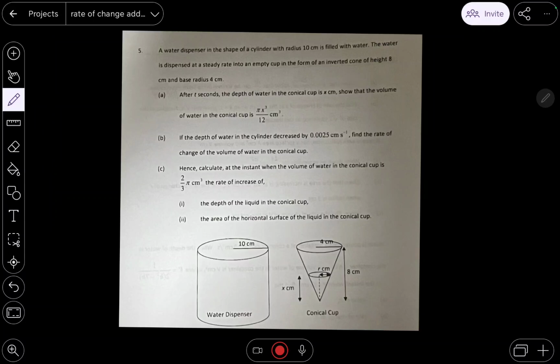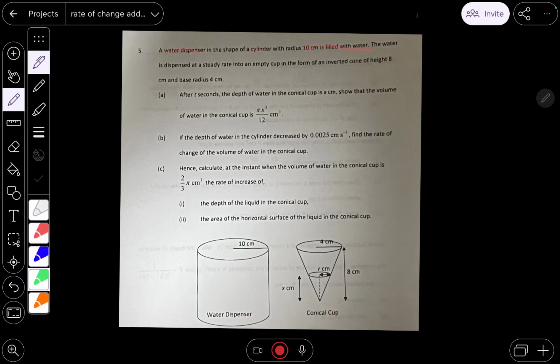Alright, so let's read the question first. A water dispenser in the shape of a cylinder with radius 10 cm is filled with water. After every line, I will stop and highlight the keywords. So you know that there's a water dispenser. It's in the shape of a cylinder with radius of 10 cm, and which is filled with water. This is a very good clue. Why? Because this shows that there is water present.